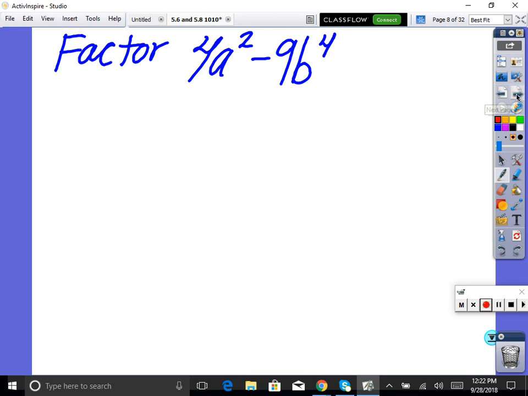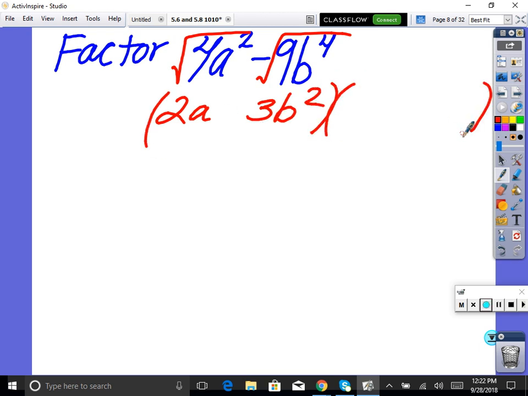And we're done. Okay, 2 perfect squares. Middle term canceling out. 2a, 3b squared, and they need to be conjugate pairs since our middle term's canceling out.